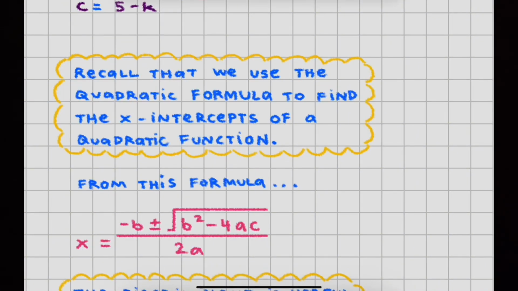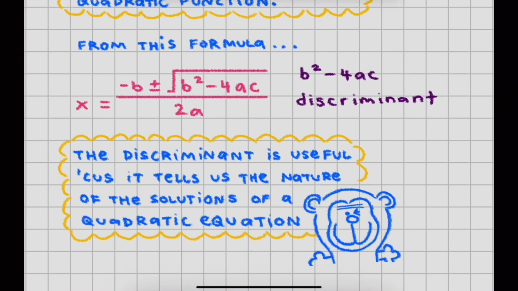Recall that we used the quadratic formula to find the x-intercepts of a quadratic function. From this formula, x equals minus b plus or minus square root b squared minus 4ac over 2a, b squared minus 4ac is called the discriminant. The discriminant is useful because it tells us the nature of the solutions of a quadratic equation.